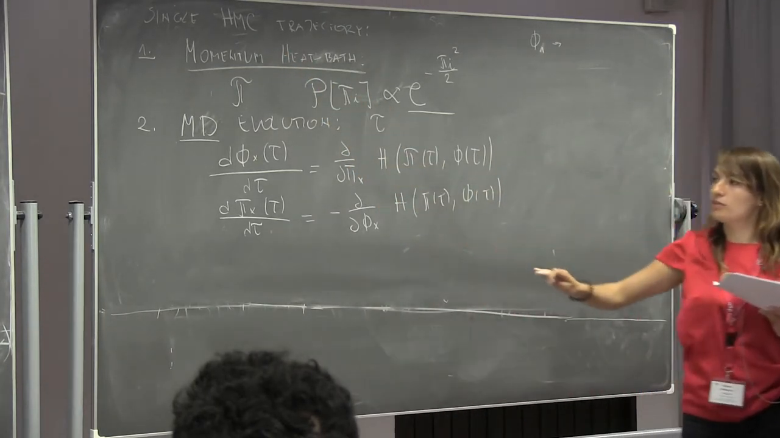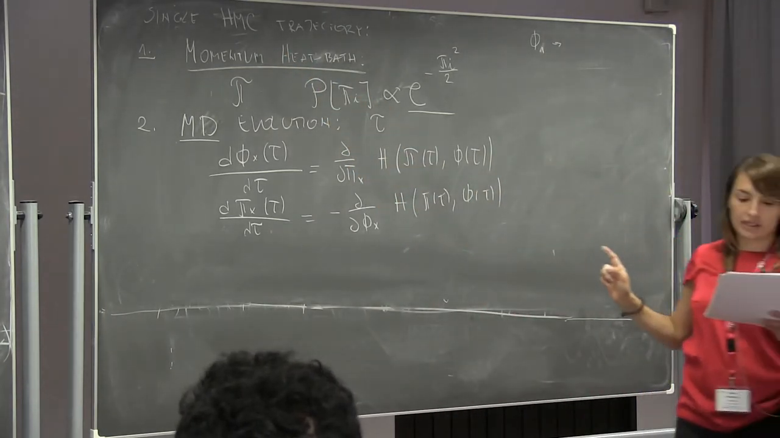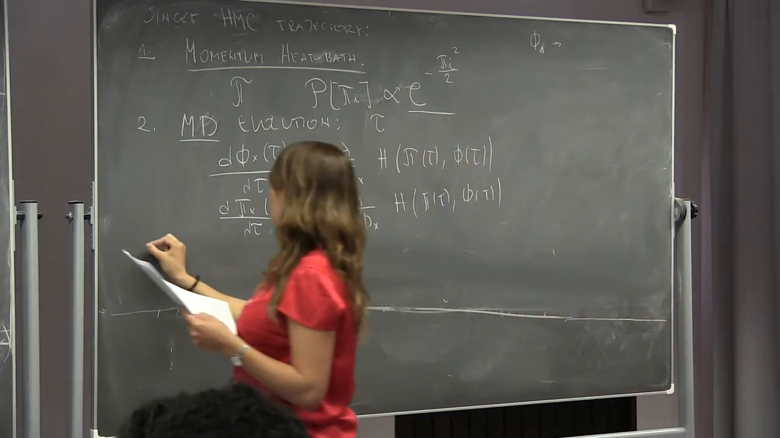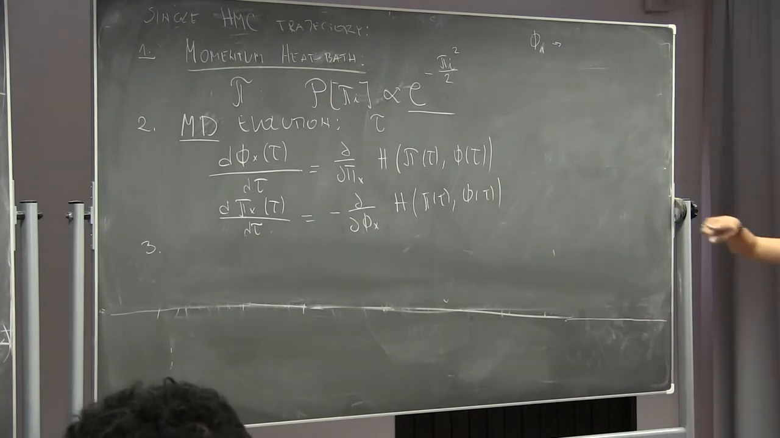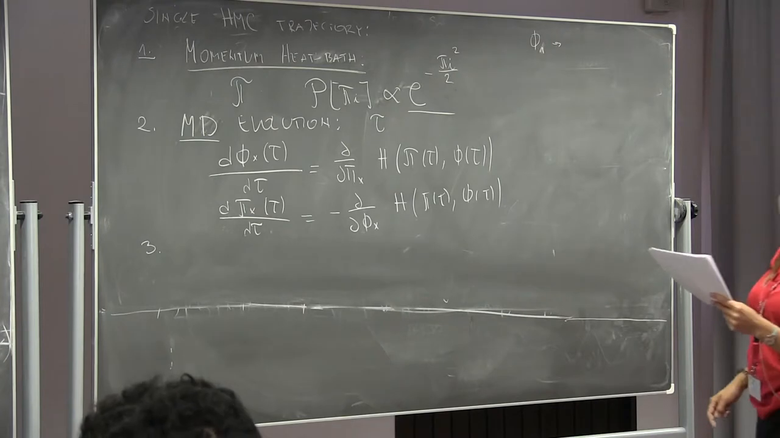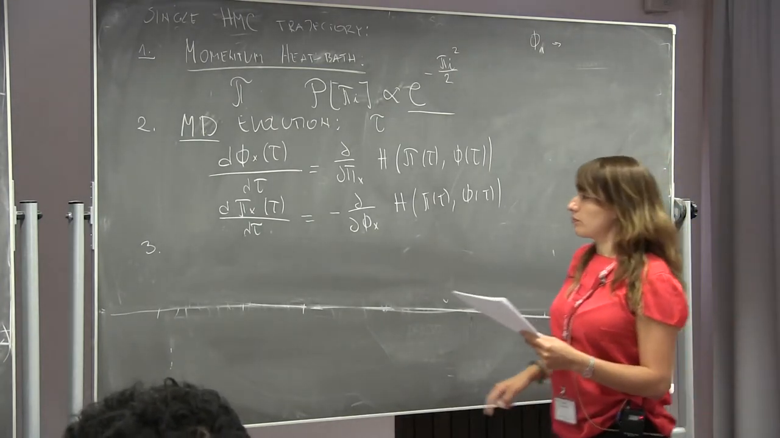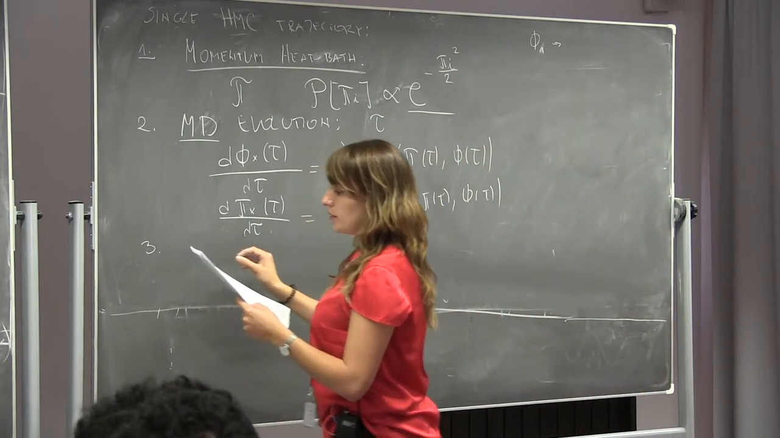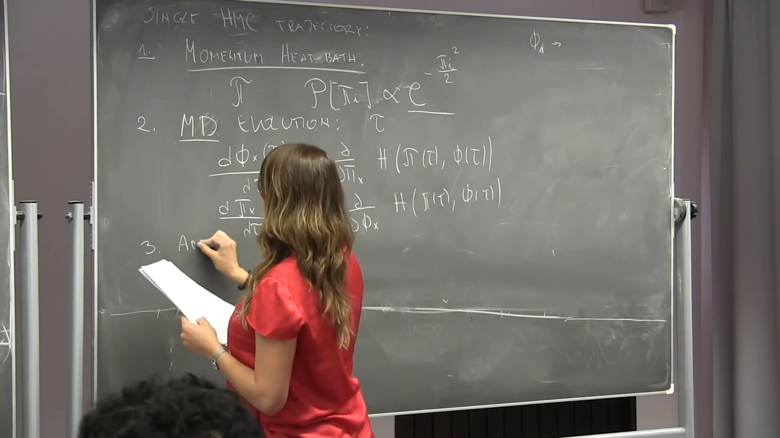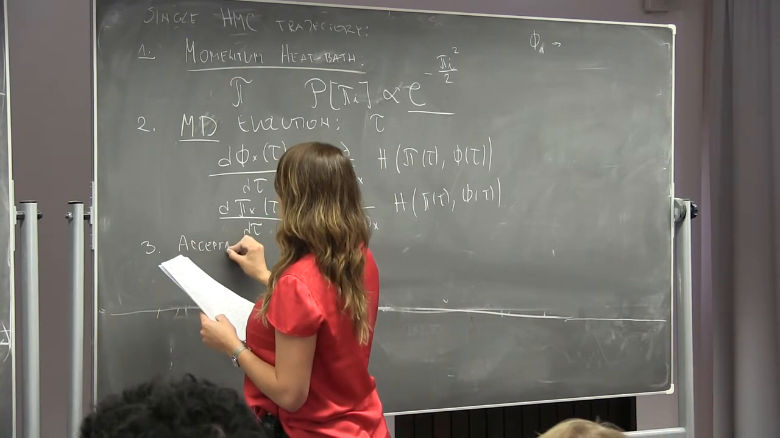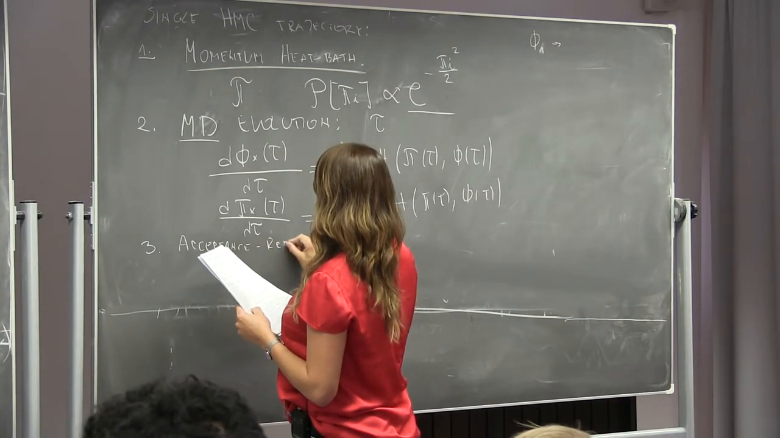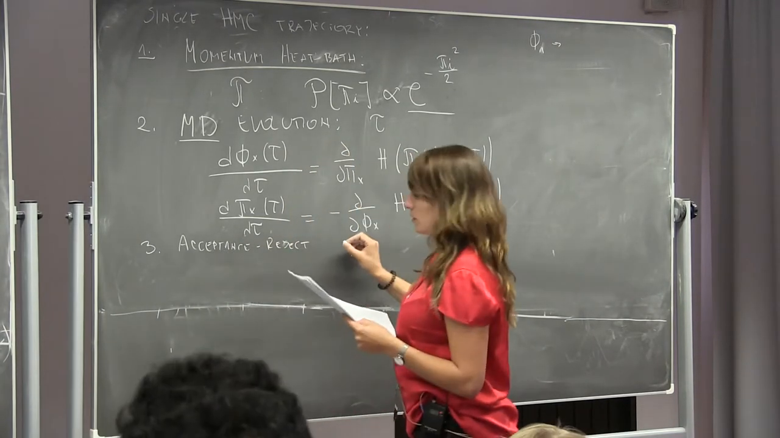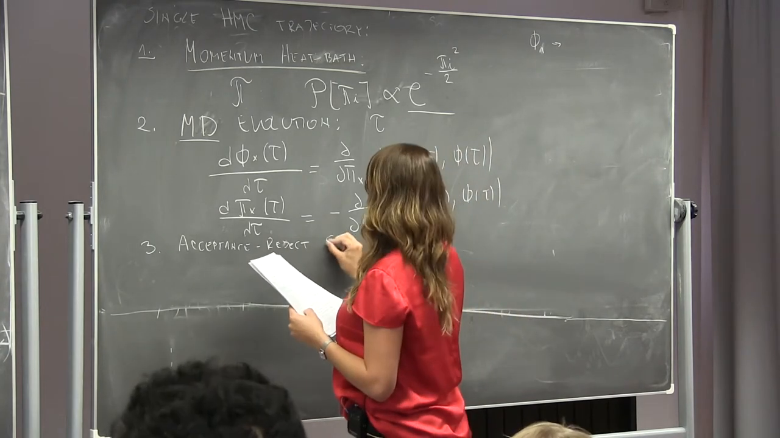So if you just let me finish the third step, you will see, because we will repeat these steps 1, 2, 3 in each Monte Carlo update. So in the third step, we have the so-called acceptance reject step.